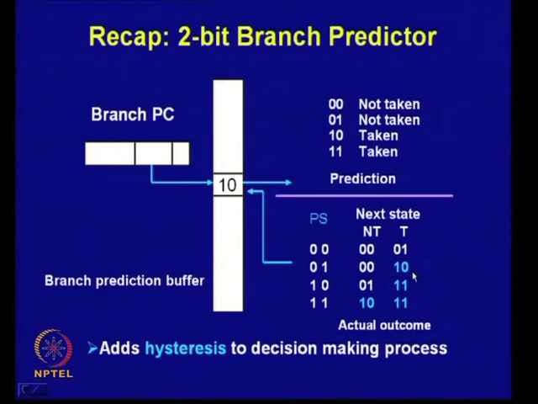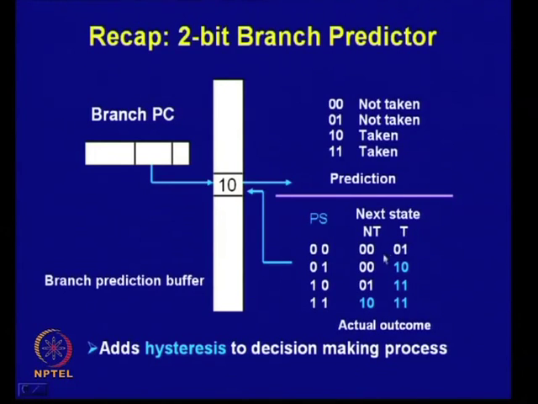a next state table. So, here you can see this is the previous state that corresponds to the prediction 00, 01, 10 and 11, and if the outcome is not taken, then this is how it is modified, and it is written into the branch target buffer. So, if it is not taken, if it was 00, it remains 00. If it is 01, it becomes 00. And if it is 10, then it becomes 01. If it is 11, and if it was not taken, it is 10. So, that means, if it is not taken, as you can see, it is decremented.